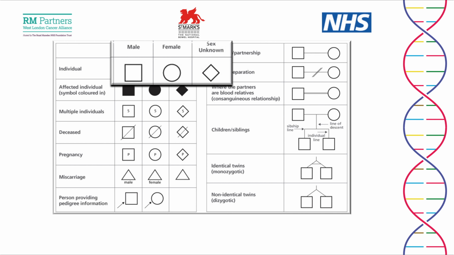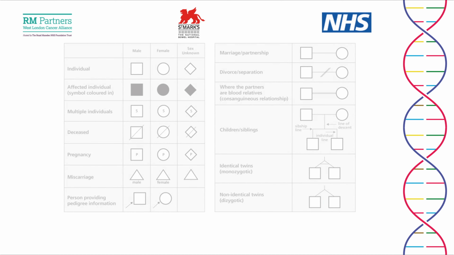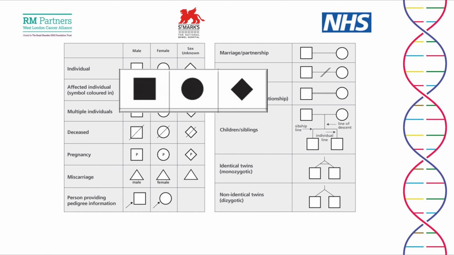This is a male and female symbol. If the gender is unknown, you can use the diamond symbol. If the person has a diagnosis of cancer, you should colour the box. If there are different cancers in the family, you can colour or fill the gender shapes differently. For instance, you could fill in the box with stripes in different directions for each type of cancer.